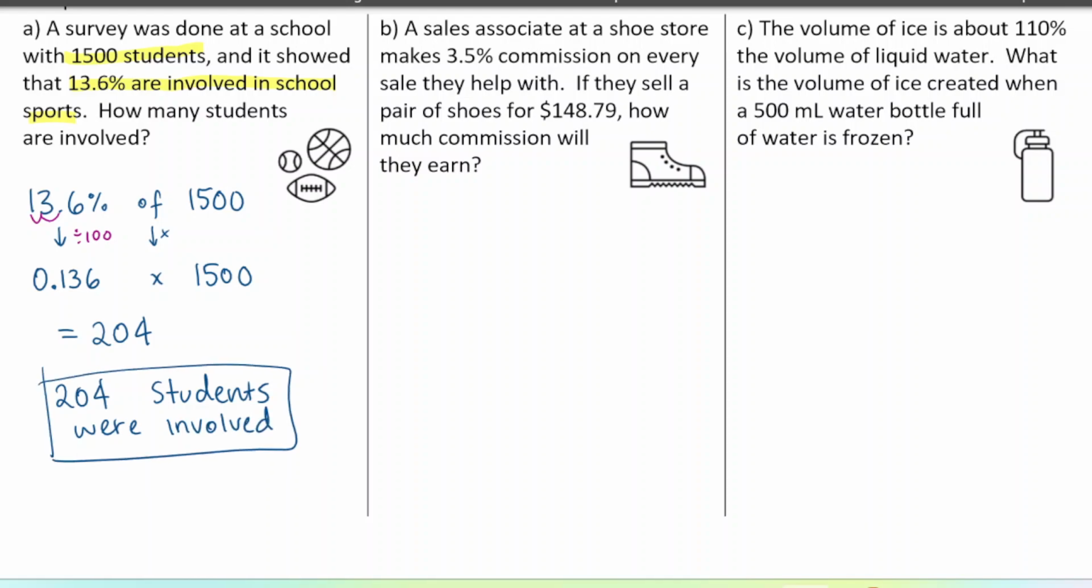Okay, let's do one more. A sales associate at a shoe store makes 3.5% commission on every sale they help with. So that means they get a little bit of the cut of what they sell. A lot of stores work like this. And so if they sell a pair of shoes for $148.79, how much commission will they earn? They're going to earn 3.5% of whatever they sell. So 3.5% of $148.79.